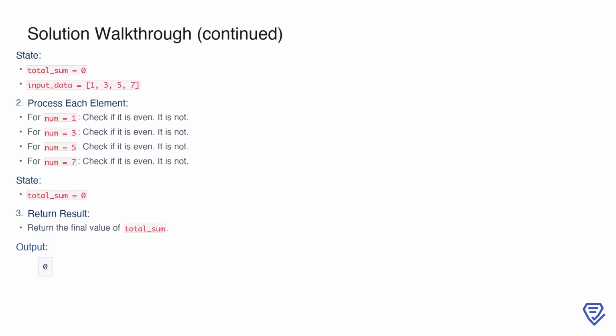For the first number, 1, we check if it is even, and it is not. The same check is performed for the numbers 3, 5, and 7, and none of them are even. Since no even numbers are found in the list, the value of total_sum remains unchanged at 0 throughout the iteration. After processing all the elements, the final step is to return the value of total_sum, which is 0. This output reflects that no even numbers were present in the input list.